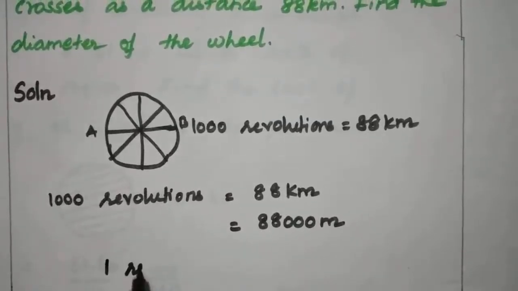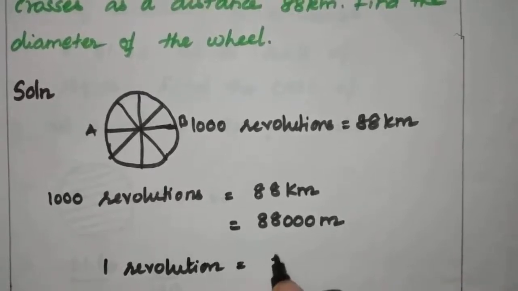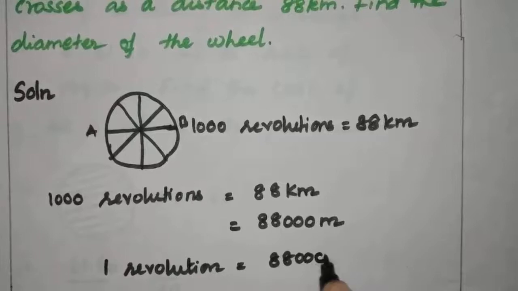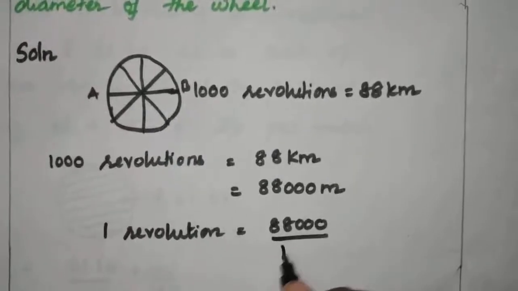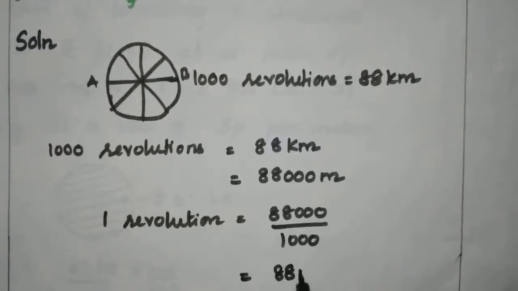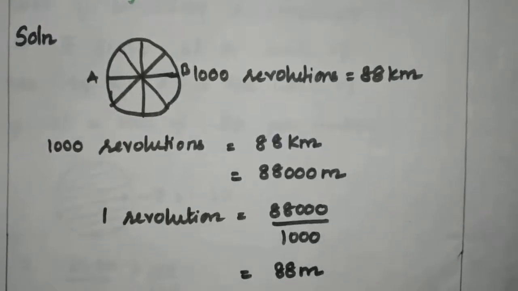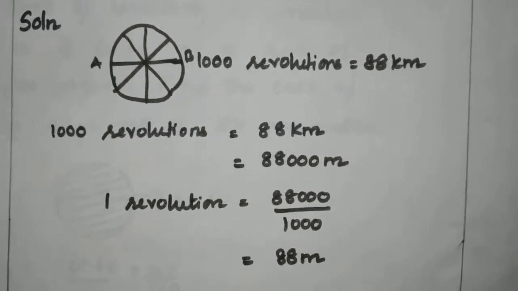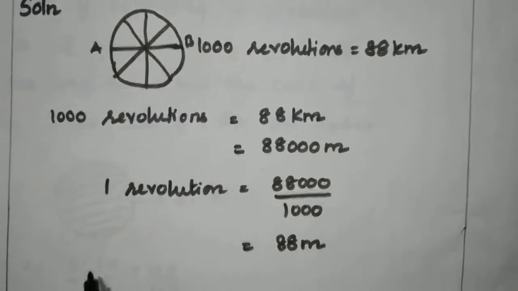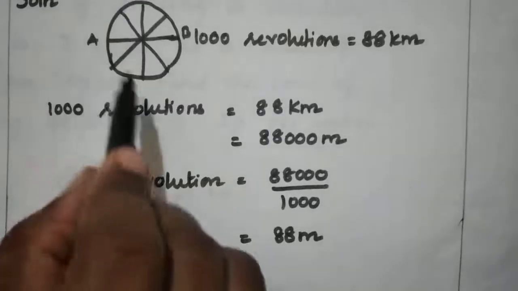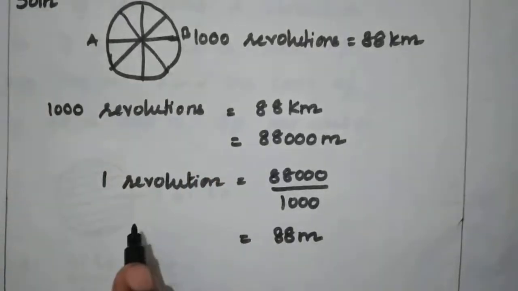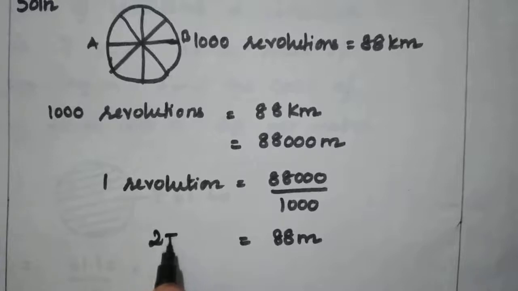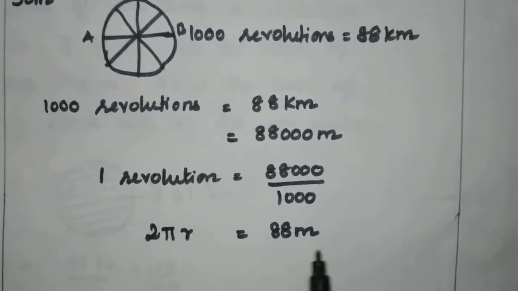Then for one revolution, the distance is 88,000 divided by 1000. What's the answer? Yes, 88 meter. So it crosses a distance of 88 meter for one revolution. So what is this one? This revolution is nothing but the perimeter of the circle. So 2 pi r is equal to 88 meter.